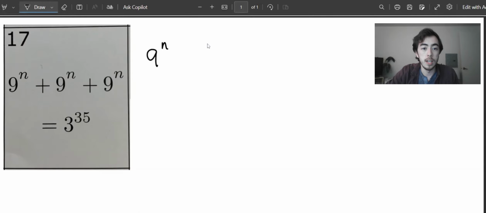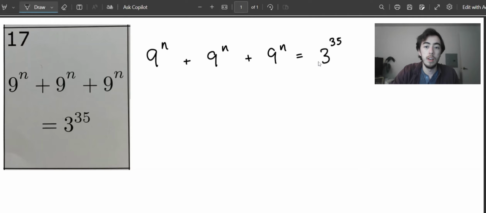Well, apparently 9 to the n plus 9 to the n plus 9 to the n is equal to 3 to the power of 35. 3 to the power of 35 is obnoxiously large. I think that you could plug it into some calculators, but other ones wouldn't really like it. It's a very, very big number. It's 35 threes all being multiplied together.